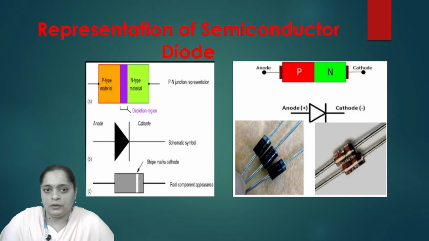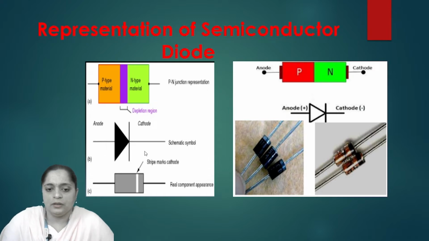The next point, representation of a semiconductor diode. Already we have seen this is a symbol. This side is the anode. After that, a line vertex is there. After the line vertex, it indicates the cathode. Again, anode is represented by positive sign and cathode is represented by negative sign. This is a schematic symbol of the diode. After that, the diode is a basic semiconductor device which consists of p-type material and n-type material.